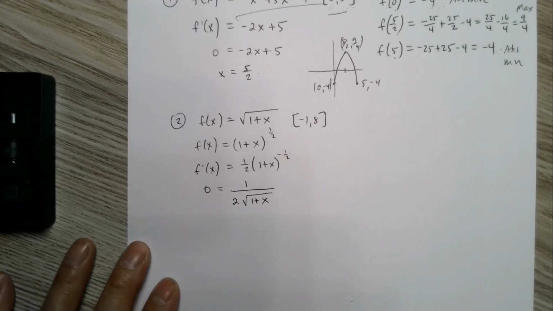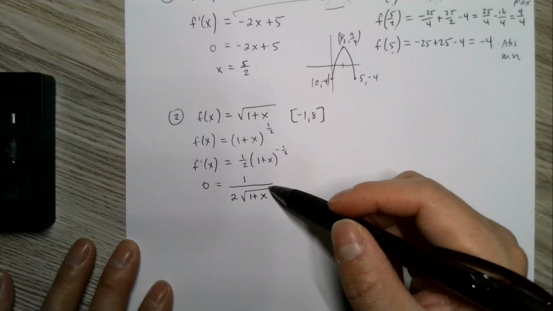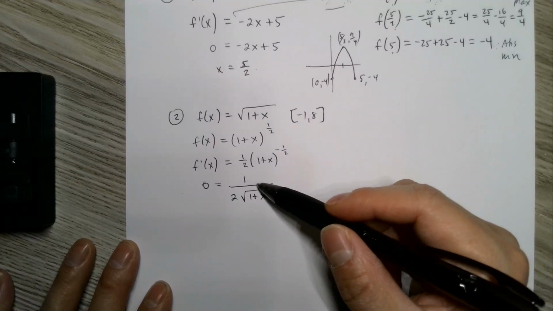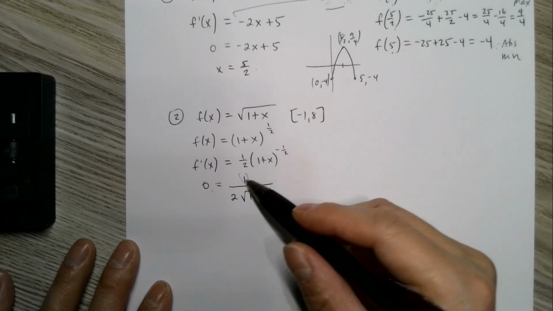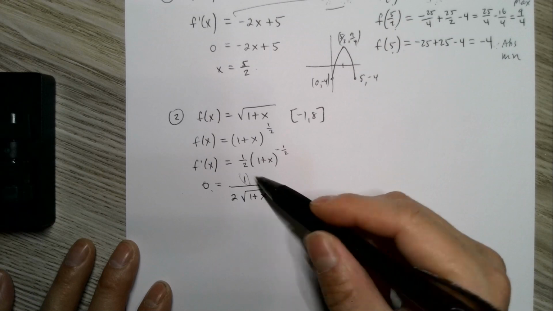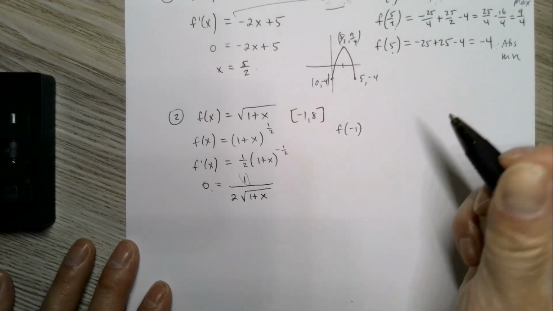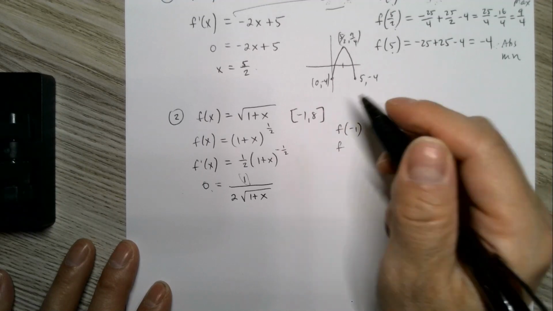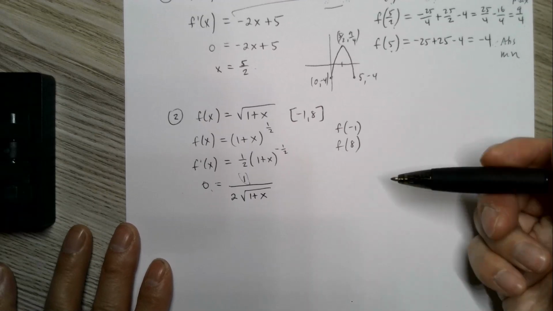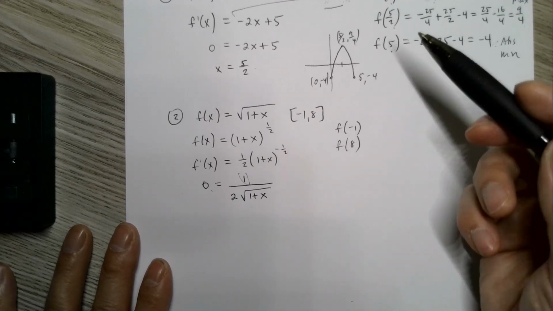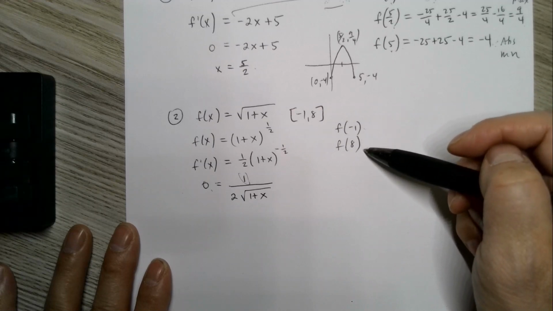And there it is. Now, something interesting here. This fraction actually can never be 0 because the numerator is 1. So I'm not going to get a critical number from this expression. So the only critical numbers I have to test are -1 and 8 from my interval. So since there's no critical number in between -1 and 8, that means one of these will be the max and the other one is going to be the min.